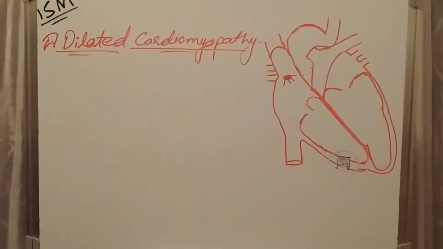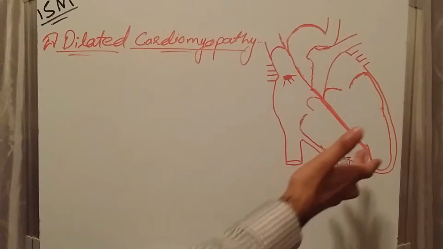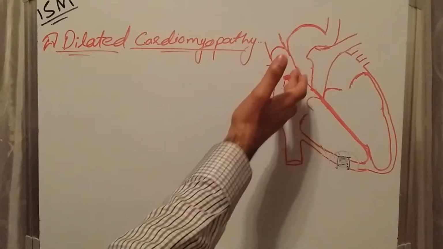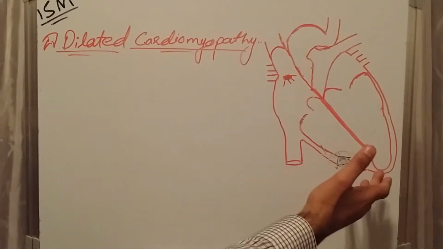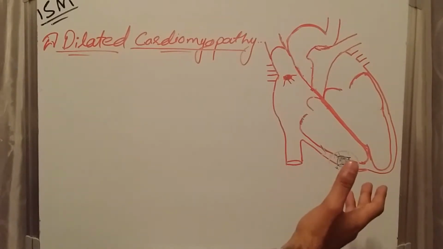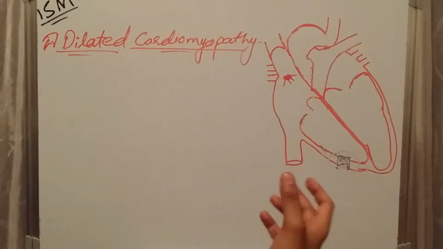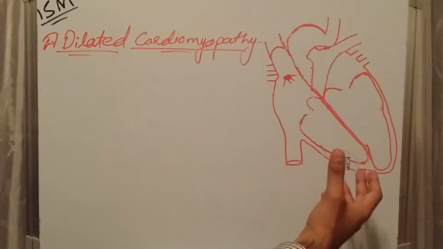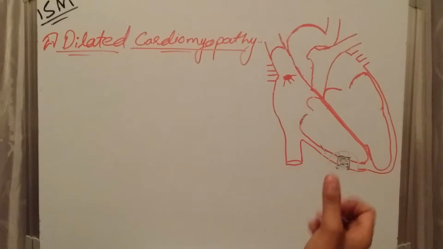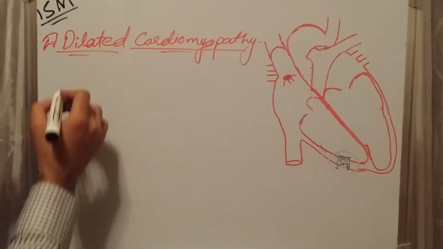The result of dilated cardiomyopathy is less blood ejection from the ventricle to the aorta. Because it is dilated, it loses contraction strength. It will not contract as strongly as it did previously. So it causes the ejection of less blood from the ventricles to the aorta. So we can say that it is a systolic disorder, or systolic dysfunction.